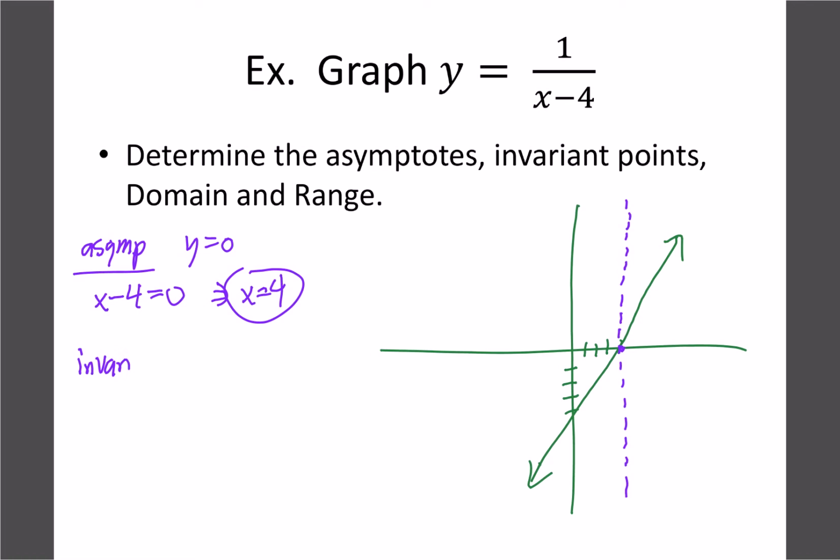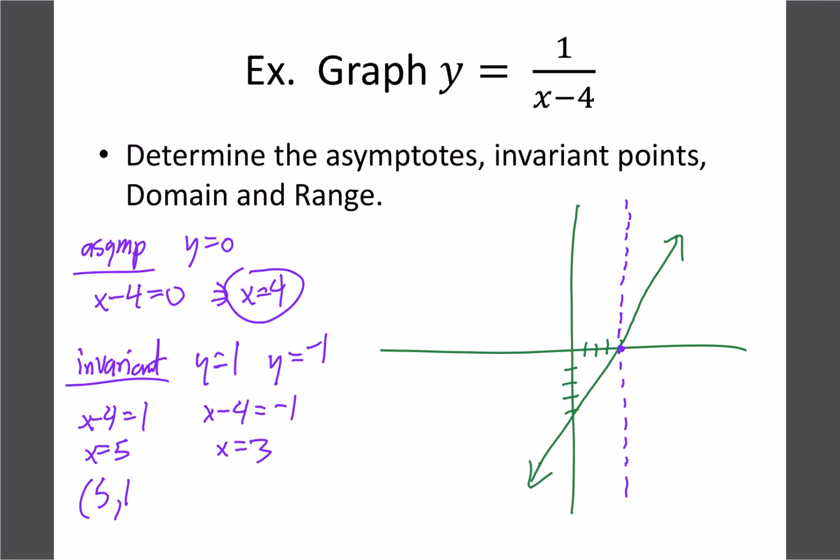Let's figure out our invariants. So our invariant points occur when y equals 1 and when y equals -1. So let's solve that. So we'd have x minus 4 equal to 1. We solve that, we get 5. And the other one would be x minus 4 equal to -1. And we solve that, we get, add 4, we would get 3. So that means that the coordinate 5, 1 is one invariant point. So 5, 1 would be about there. And the other one would be 3, -1. So 3, -1 is about there. We also know our other asymptote line is our x-axis. We can kind of sketch that in, and we're good to go.